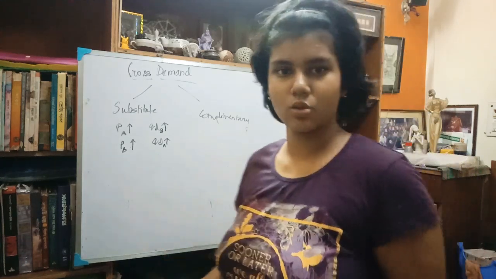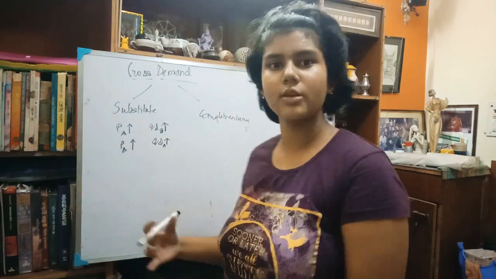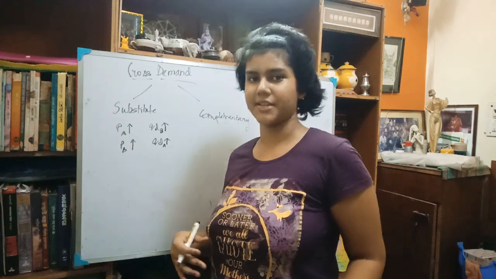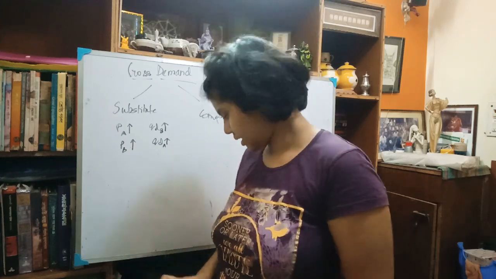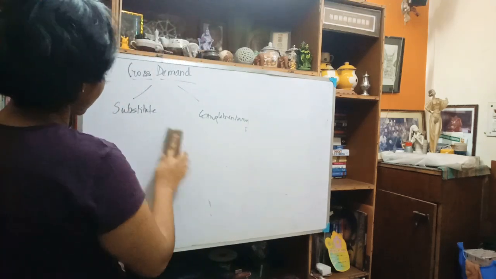So, for substitute goods, let us take two examples of Coke and Pepsi. If the price of Coke increases, more people will consume Pepsi. If the price of Pepsi increases, more people will consume Coke. That's normal. That is what substitute goods are.